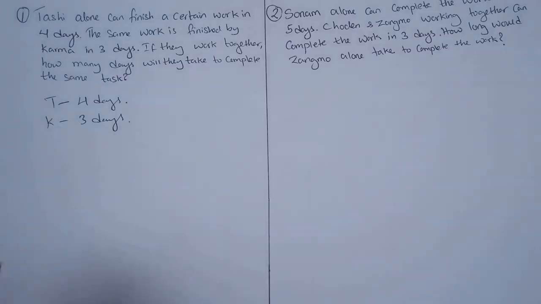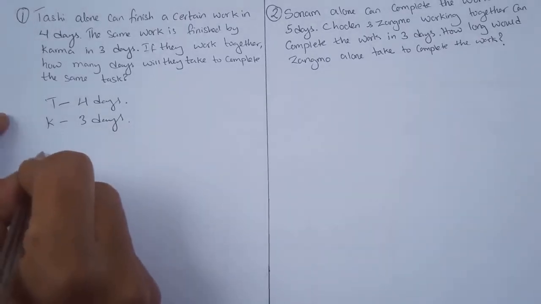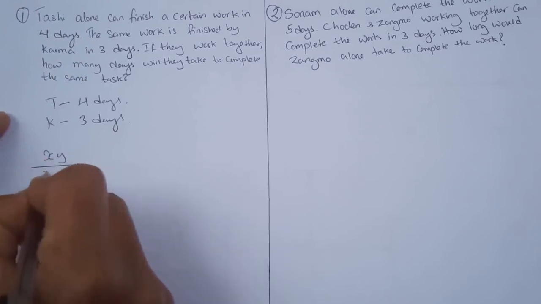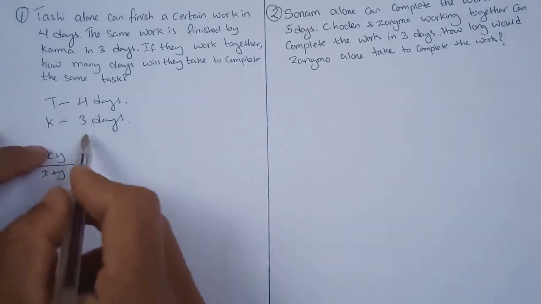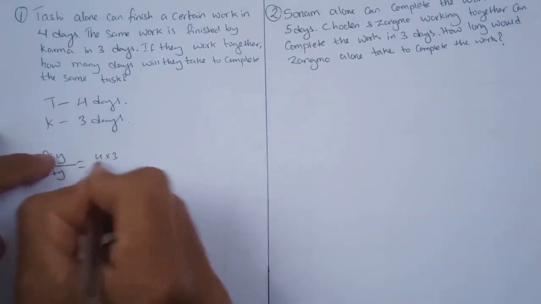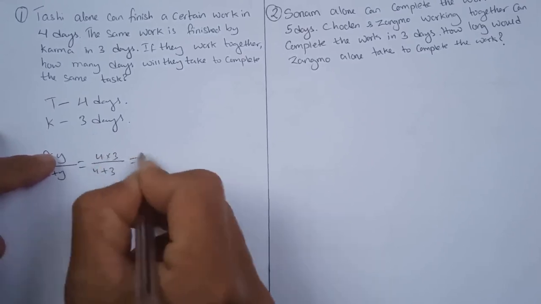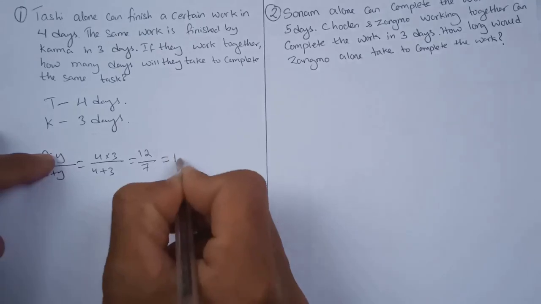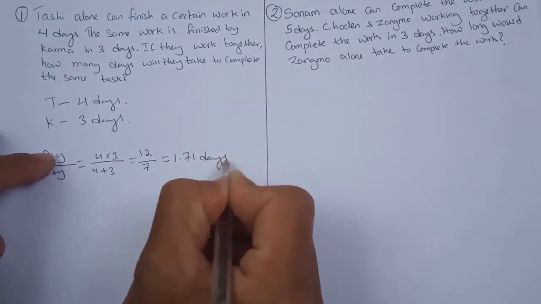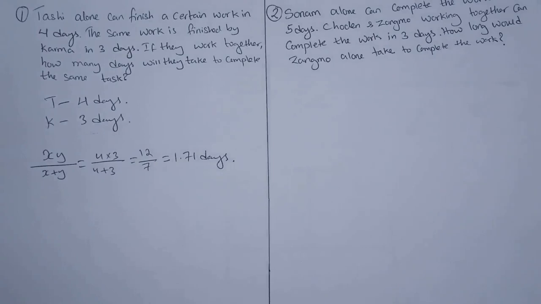We will directly use the formula x into y over x plus y. We substitute the values: this is x, this is y. 4 into 3 over 4 plus 3, that is 4 threes are 12 over 4 plus 3 is 7, which will give you 1.71 days.